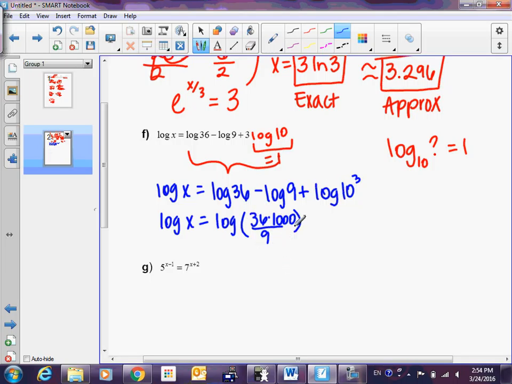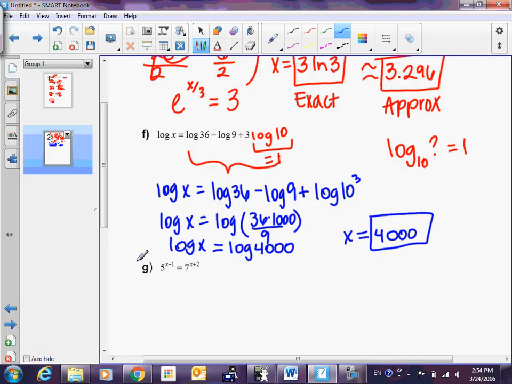So you could actually technically do this without a calculator because 36 divided by 9, what is that? 4 times 1,000 is 4,000. So we have log of x equals log of 4,000. So what does x equal? 4,000. There you go. We don't have to write an approximate because that's a whole number.